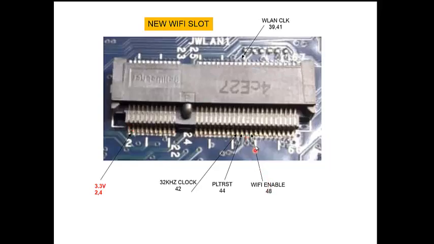So you have to concentrate on pin number 48. Here you should get 3 volts. If the 3 volts is not coming here, then you can make a jumper from pin number 2 to pin number 48. Then this Wi-Fi enabling problem will be solved.